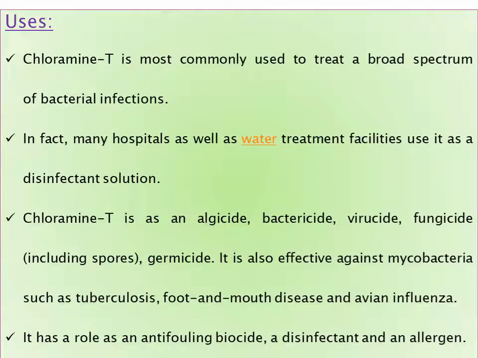Coming to the uses, chloramine T is most commonly used to treat a broad spectrum of bacterial infections. This is the first use. Next, many hospitals as well as water treatment facilities use it as a disinfectant solution. The major use of chloramine T is as a disinfectant because it has the capability to inhibit the growth of various microorganisms. Chloramine T is an algicide, bactericide, viricide, fungicide, including spores, as well as germicide.